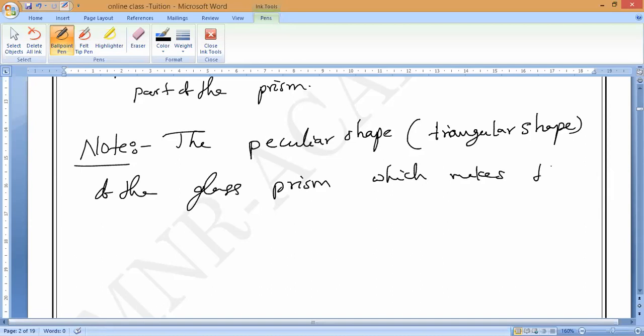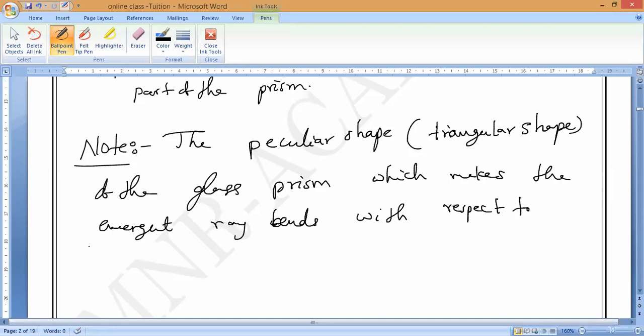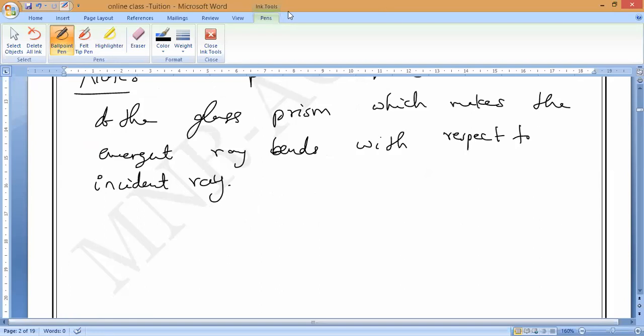So the triangular shape makes the emergent ray bend with respect to the incident ray. Please note it down. So this is all about refraction of light through a glass prism. Any doubt, guys? Ask me.